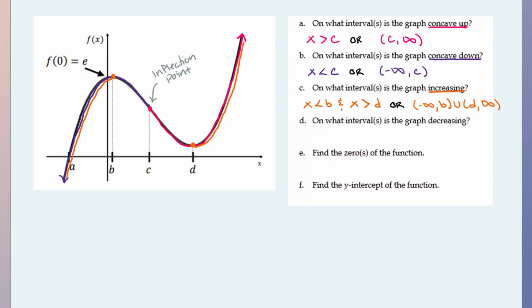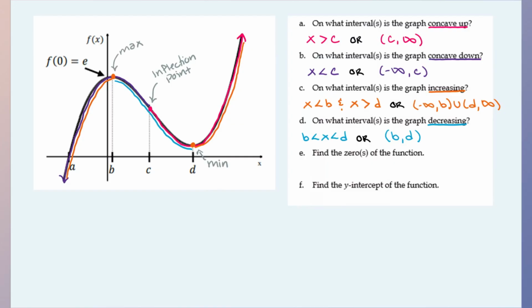For decreasing, that is as our X values increase, our Y values decrease, and that is going to be between our max and our min on this graph. Decreasing is going to be between our points B and D, so between our max and our min on this specific graph. For the inequality notation, we can say X is between B and D, or we can use our interval notation with parentheses B, comma, D, close your parentheses. So those are our mins and our maxes.